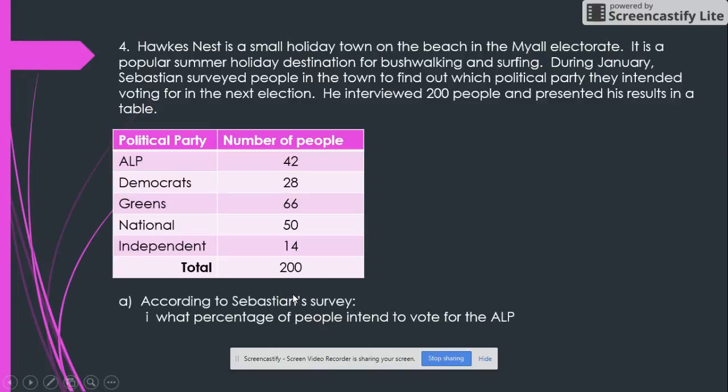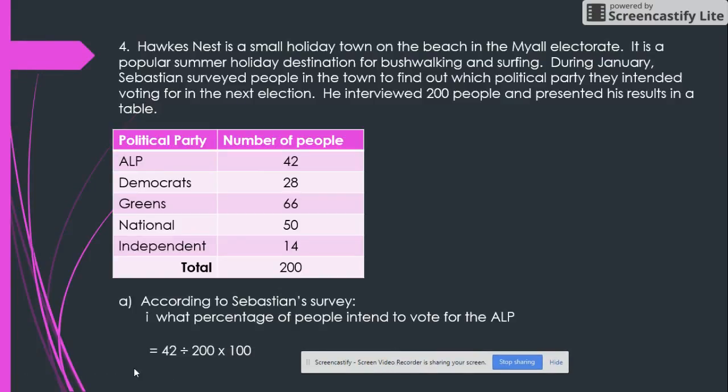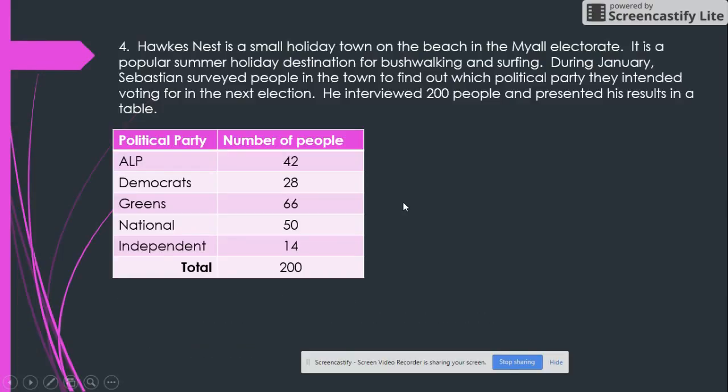According to Sebastian's survey, what percentage of people intended to vote for the ALP? Now, remember what we do with that? We take our amounts, we divide it by our total, and we times it by 100. So let me just move that out the way. 42 divided by 200 times by 100 will give us our percentage.